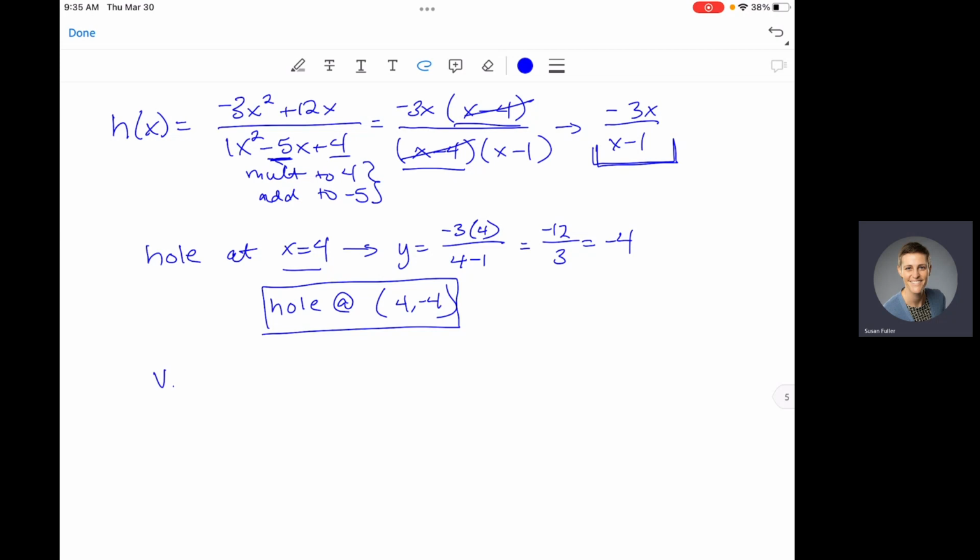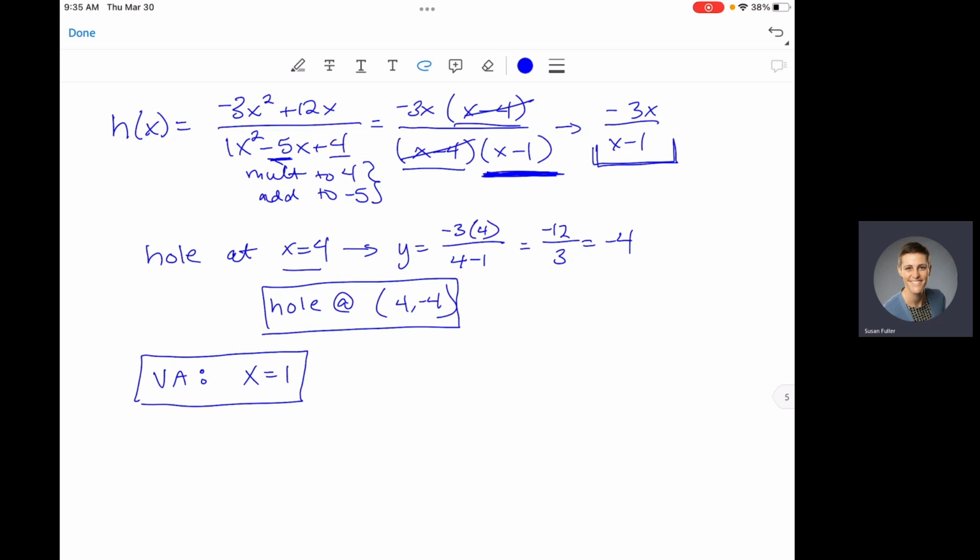Okay, I can also find my vertical asymptotes now. Vertical asymptotes come from the factors that don't cancel on the bottom. So that x minus 1 that's left on the bottom will create a vertical asymptote at x equals 1. And that's the only factor we have down there. So that's our only vertical asymptote.